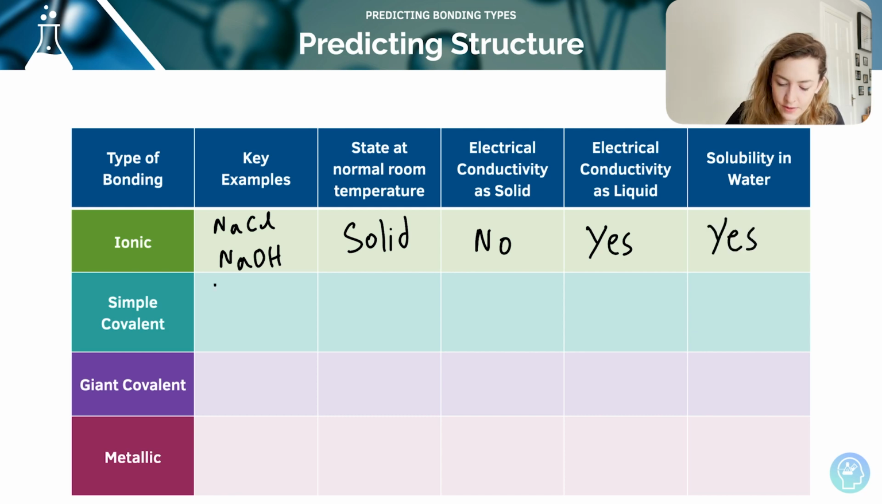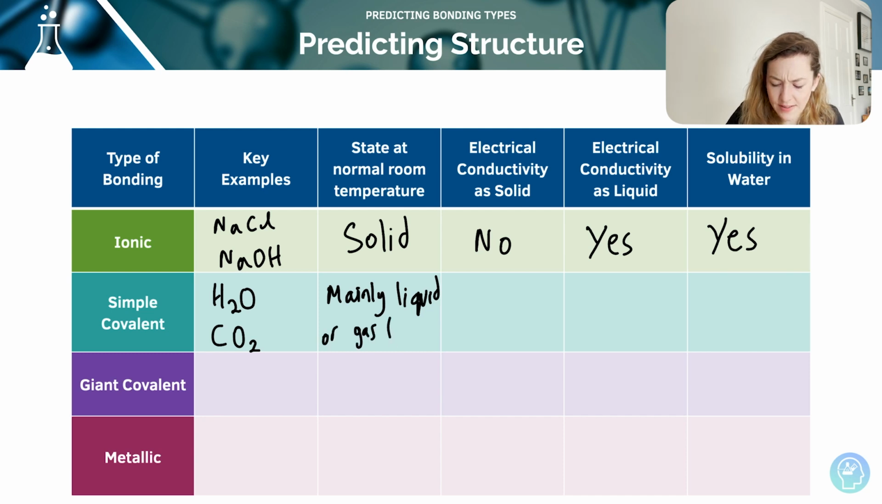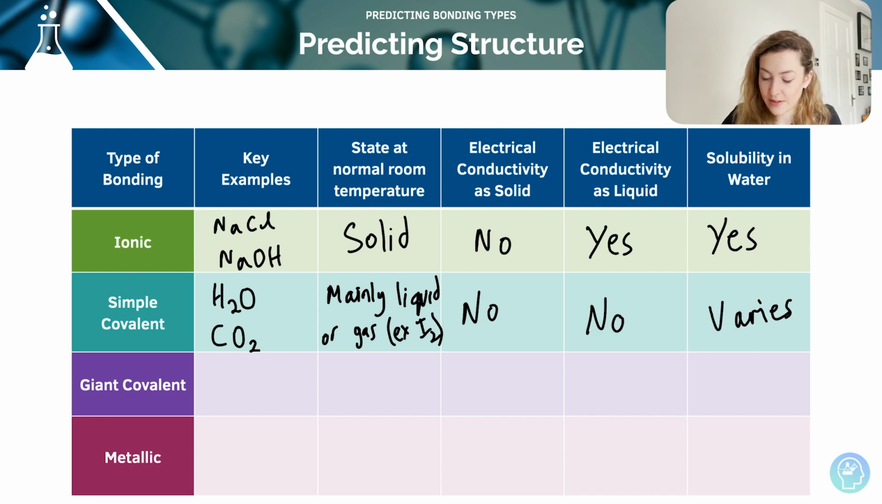Our simple covalent, our most obvious examples are probably going to be water and carbon dioxide. That's a good one as well. And they're going to be mainly liquid or gas, as you can see in these examples. Of course, except I2, iodine that we were having a look at, because we know that can be a solid that sublimes straight to a gas. And do they conduct electricity? No, they do not. Do they conduct it as a liquid? No. And their solubility definitely varies.